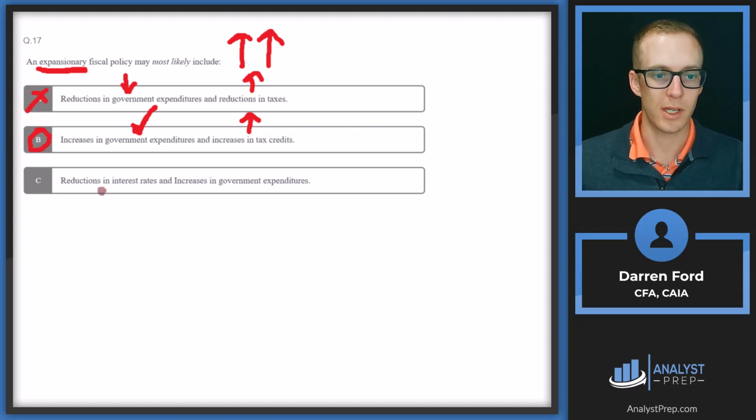Let's make sure we can rule out C. Reductions in interest rates, we can rule out right off the bat. This is going to be monetary policy, not fiscal policy, and increases in government expenditures. So C would be expansionary on both fronts as well. However, we rule that out since the first portion would be expansionary monetary policy, not fiscal policy.